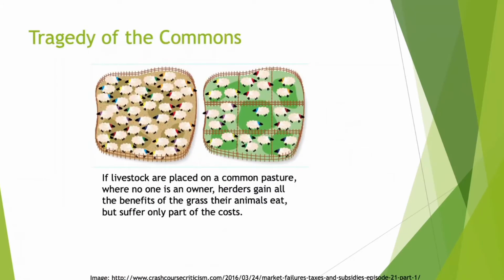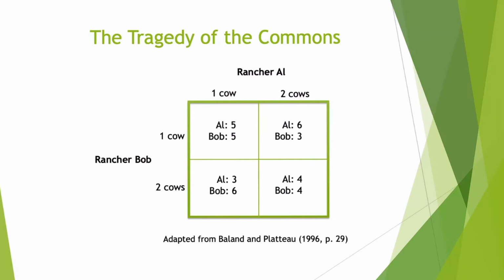You may have seen this tragedy of the commons idea before. If you've got a common pasture where nobody in particular owns the land, and each farmer has to decide how many livestock to put onto the land. If no one owns it, then the herders gain all of the benefits of the grass their animals eat, but they only suffer part of the cost. And what this does is create a kind of a prisoner's dilemma.